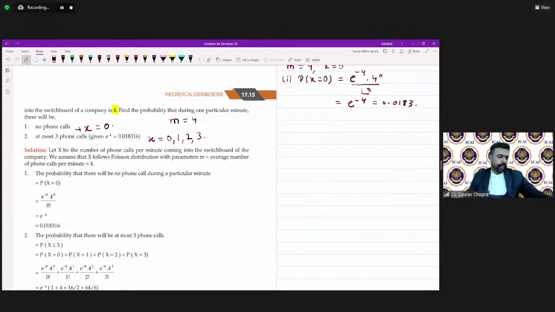Priyanka is asking about 13th example. Yes, Priyanka, in 13th example, the total will be 13, not 12, because the last part is 4.5. 27 divided by 6 is 4.5. So total will be 13. All right. So you have to solve now second part of this question where x is 0, 1, 2, and 3.